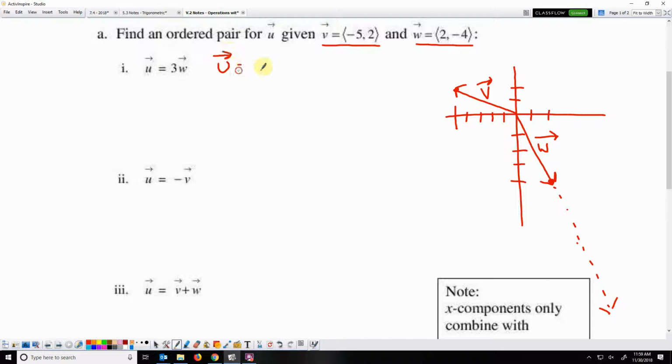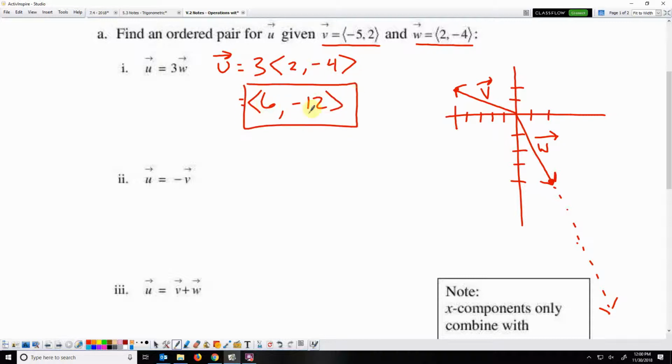So 3 times vector w algebraically looks like this. Vector u is 3 times vector w. And 3 times 2 is 6. 3 times -4 is -12. So this is this vector, 3 times vector w. This is it graphically. It ends at 6, -12, and this is component form.